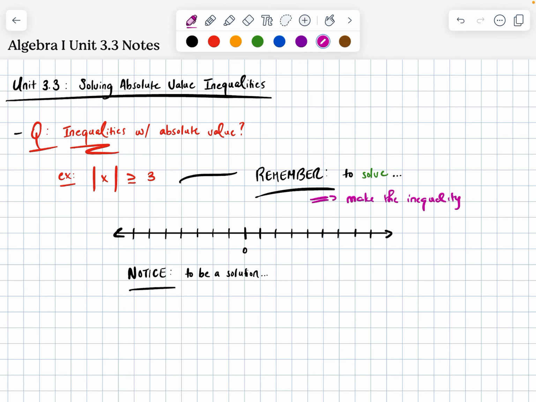Can you find, take 10 seconds, pause the video, some numbers that you could plug in for x here that when you take their absolute value, you'd get something bigger than or equal to 3, something that would make this statement true? Go ahead, pause the video, see what you come up with.